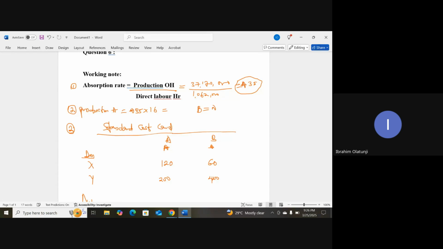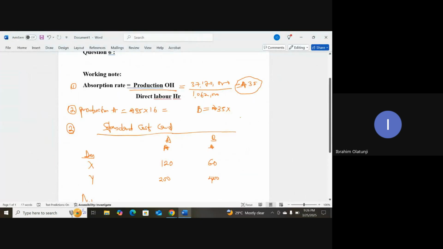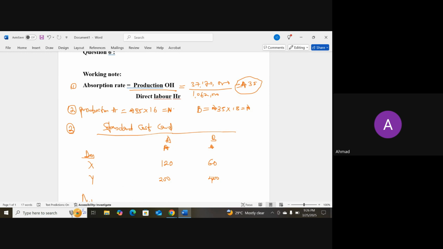Then we move to product B as well, 35 naira multiplied by grade 1 and grade 2. We have 12 and 6, making 18. So who can figure this for me, please? We have 560 for product A and 630 for product B.